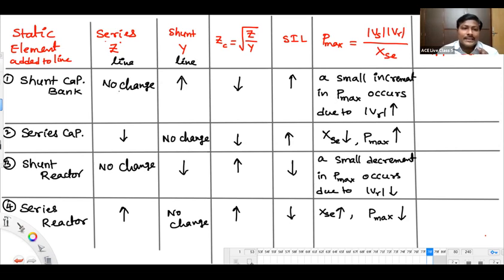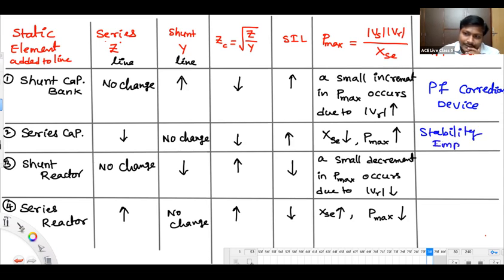What is the practical application of a shunt capacitor bank? Power factor correction. It's a power factor correction device. Series capacitor, what's the practical application? Stability improvement device.